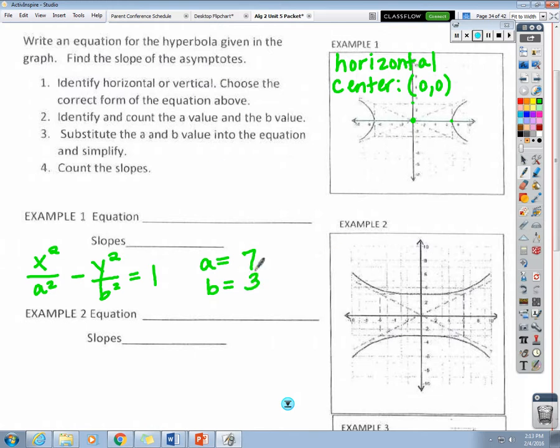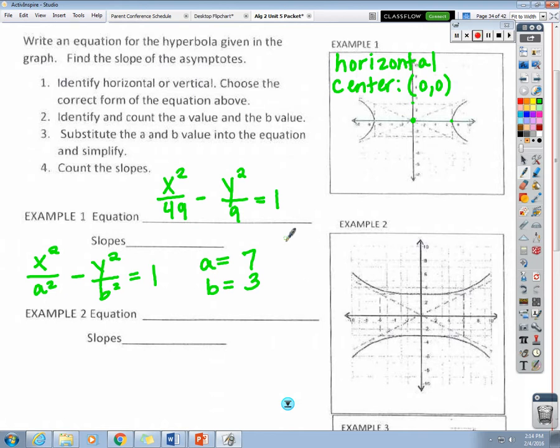So now we have enough to write our equation. x squared over a squared. Well, what is a squared? 49. Minus y squared over b squared. What is b squared? 9. Equals 1. And so that is the equation for this hyperbola.